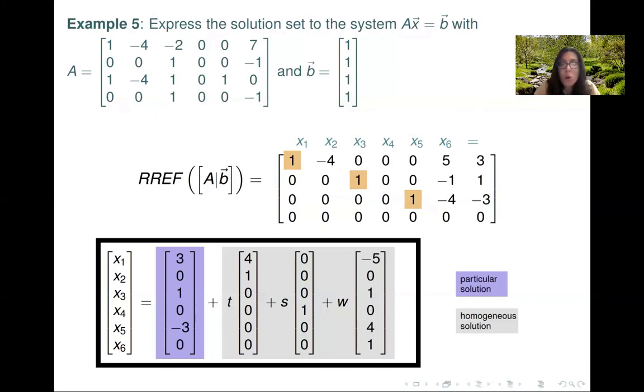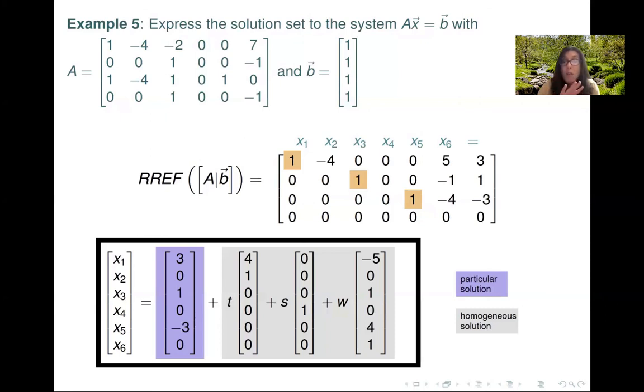I think it's pretty cool to think about, well, that 3, 0, 1, 0, negative 3, 0 is just the particular solution to the system of linear equations. And then the gray part is the homogeneous solution if b were equal to 0. And actually, you can read off the particular solution just by looking at this row reduced echelon form.